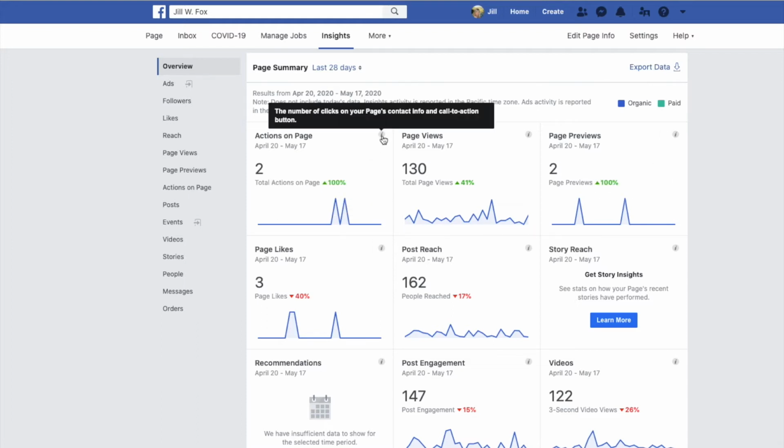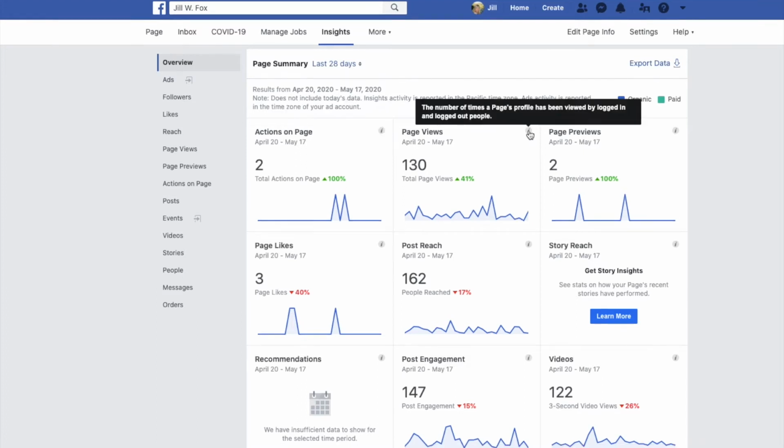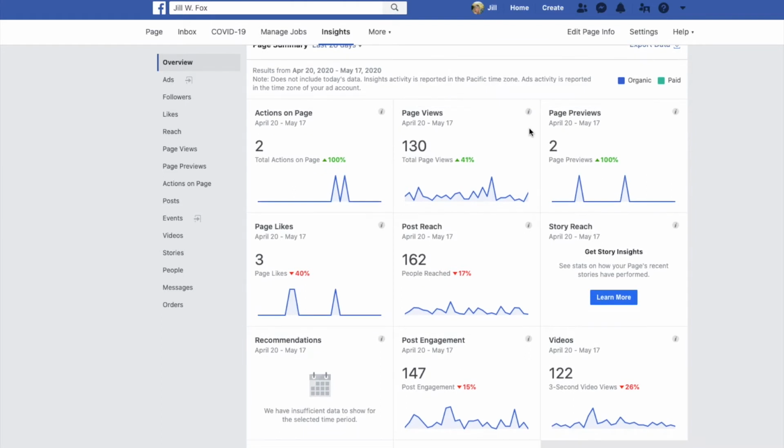So this category, actions on the page, is basically the number of people that clicked on your page's contact info or call to action button. So they clicked on something to get more information from you, essentially. Okay, so right here, page views is the number of times a person has viewed your profile. That's the main home page on your Facebook page. And it doesn't matter if the person was logged in or not, they're still counting that. So that's what that number there is.